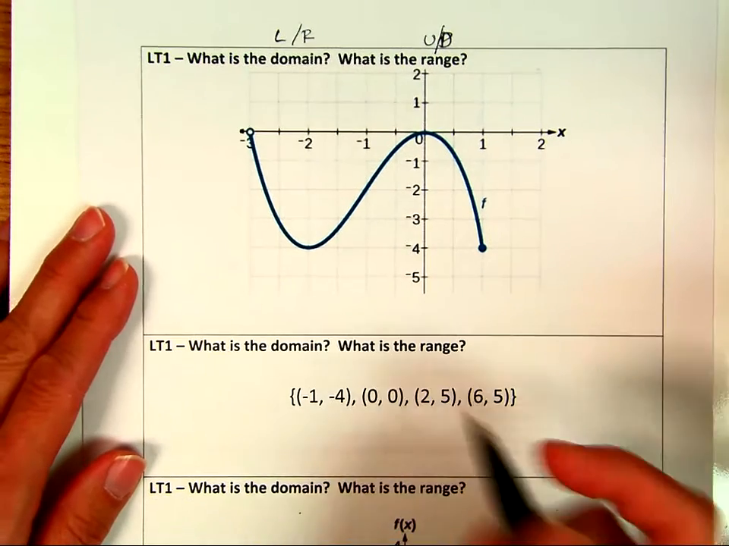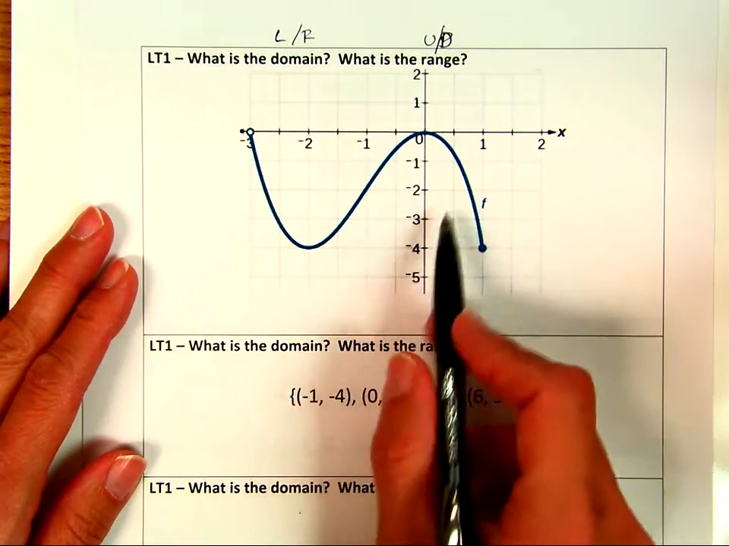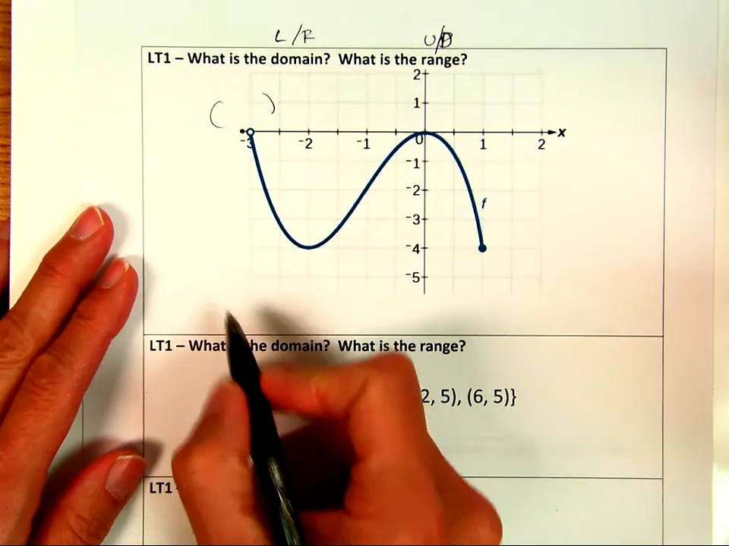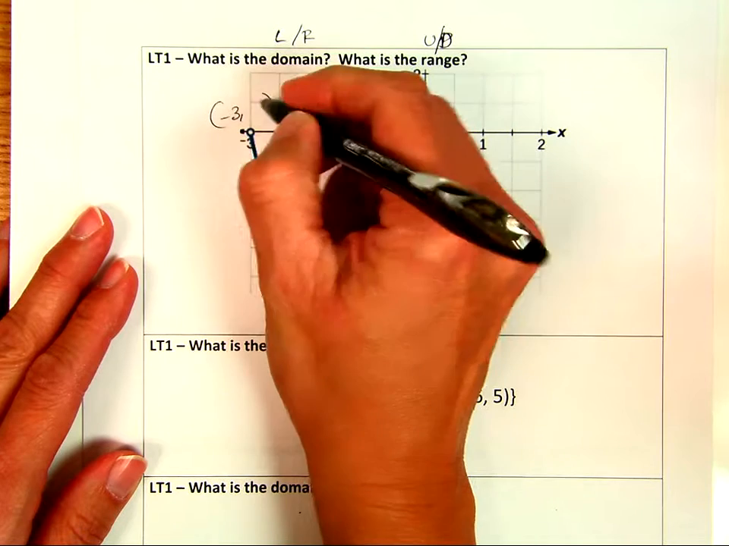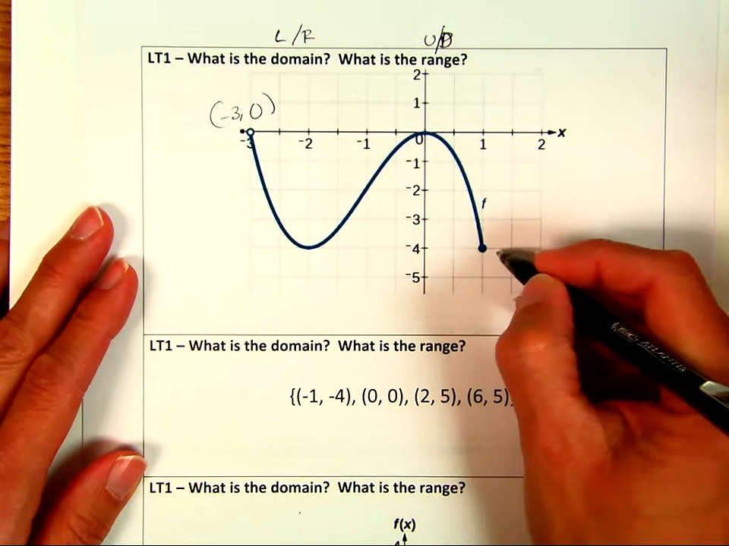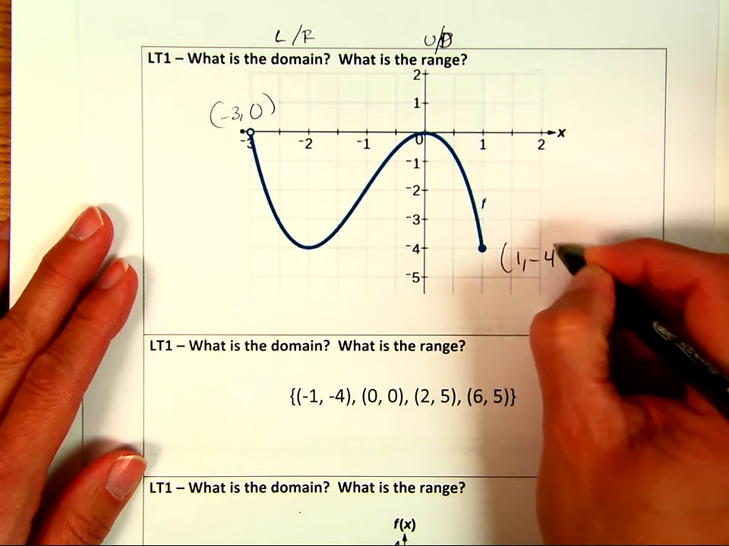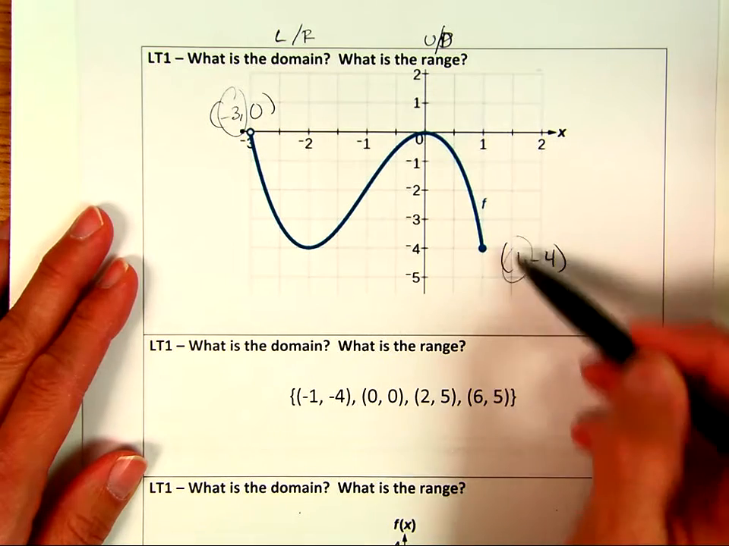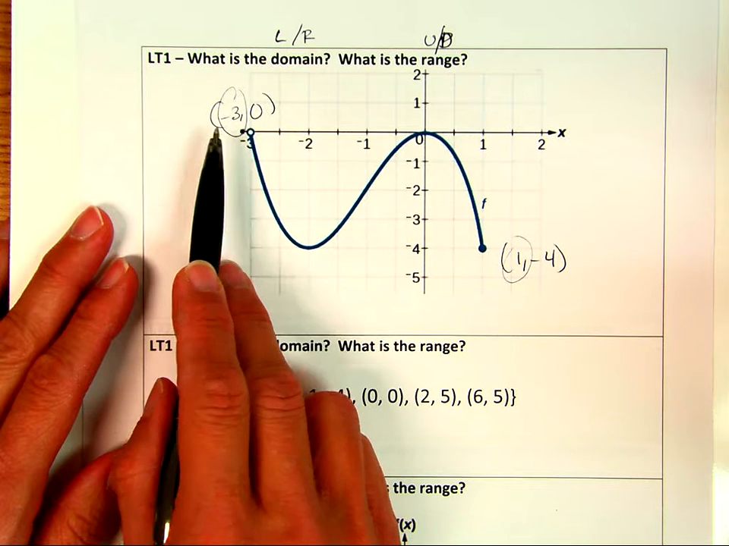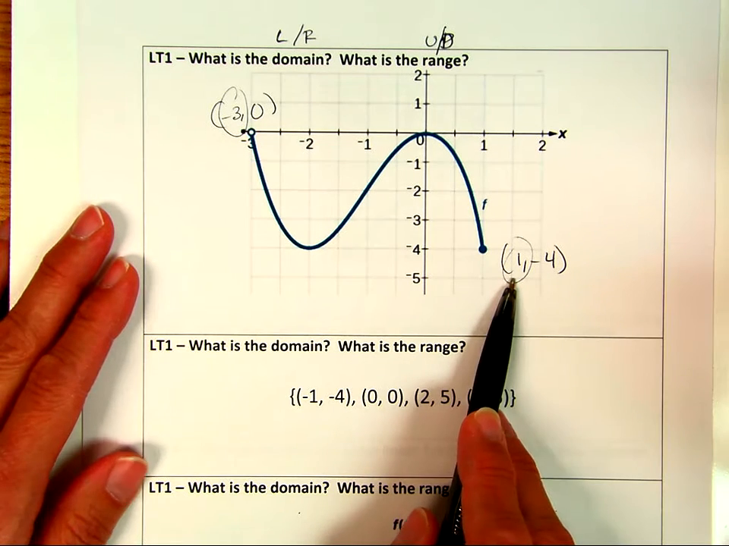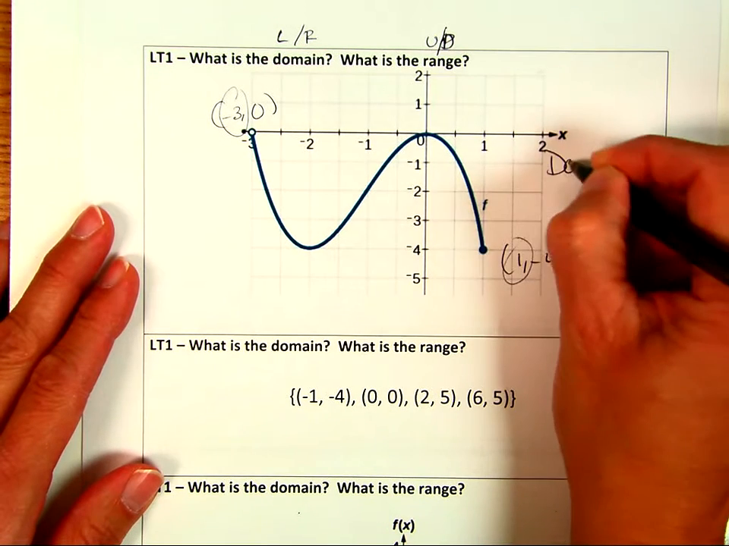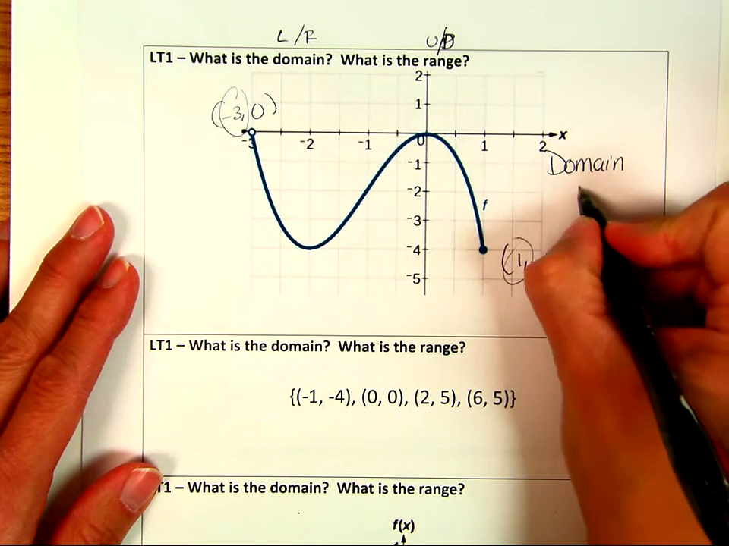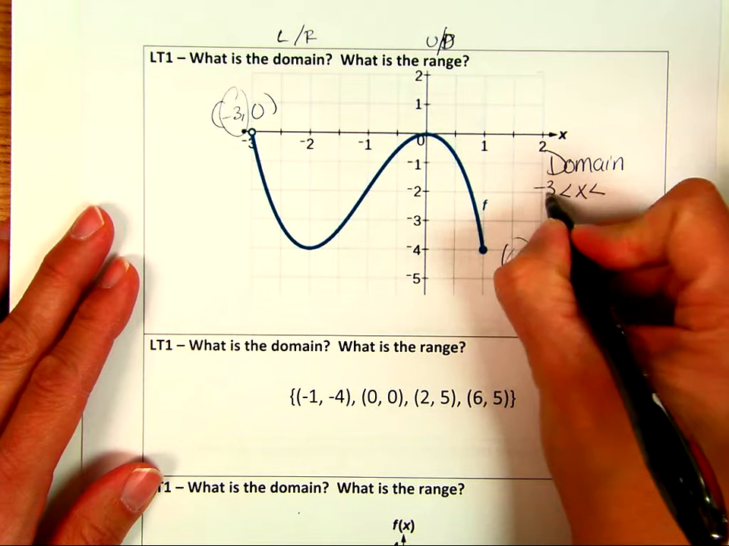Okay, so when I'm looking for my domain and I have a graph, if it doesn't go forever and always, I usually find the leftmost point, that would be (-3, 0), and the rightmost point, and this would be (1, -4), and that tells me the x's, the left and right, tells me what my lowest x value is and what my highest x value is. And then I can write my domain. And when it's a graph like this that stops, we're going to write it as an inequality. So I'm going to say that x is between -3 and 1.